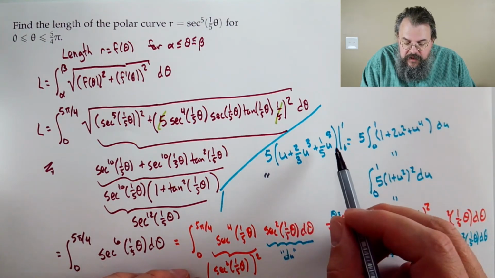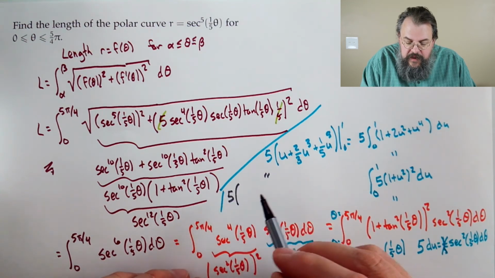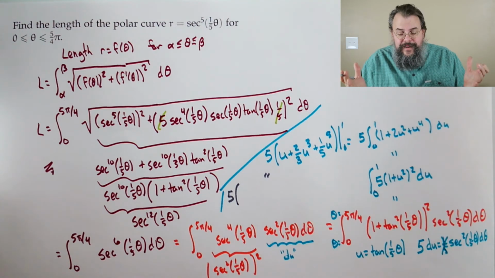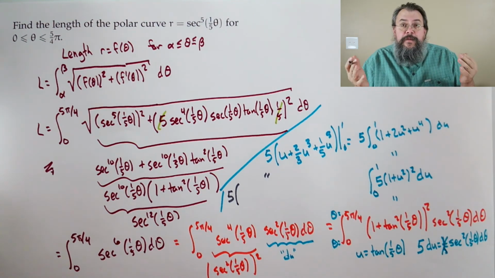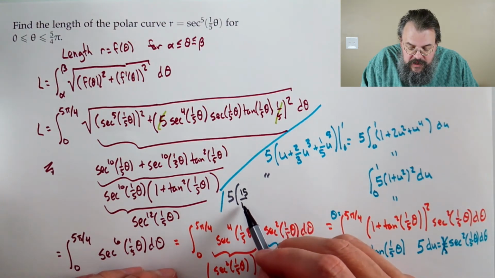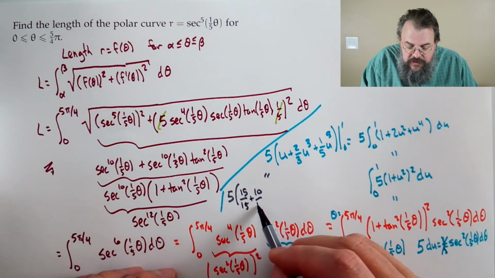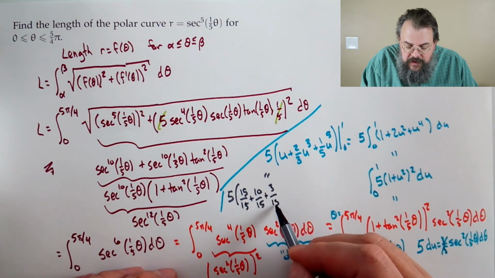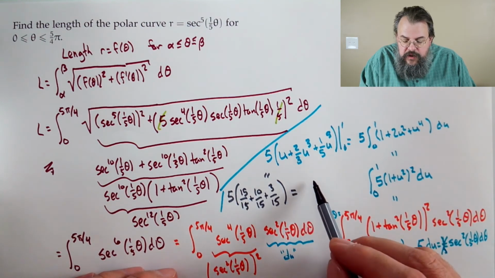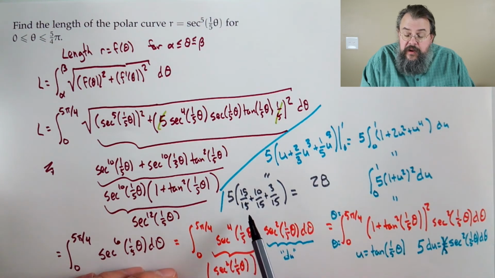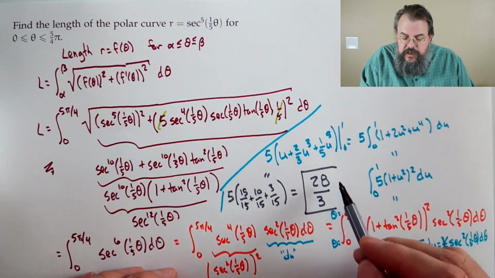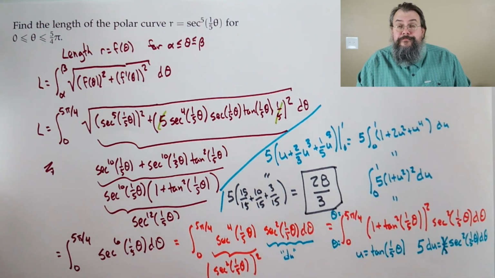So remember, we plugged in 0, we get 0. Plug in 1, we get 5 times 1 plus 2/3 plus 1/5. The common denominator would be 15. So we can think of it as 15 over 15 plus 10 over 15 plus 3 over 15. Well, if you add up 15 plus 10 plus 3, that gets you to 28. And 5 does go into 15, and that leaves you with 3. And so our answer is 28 thirds.